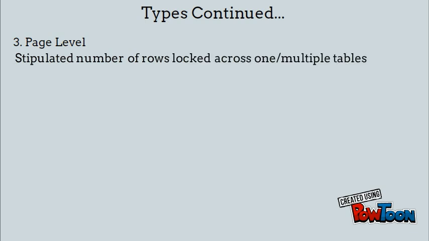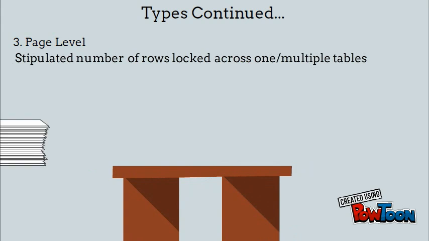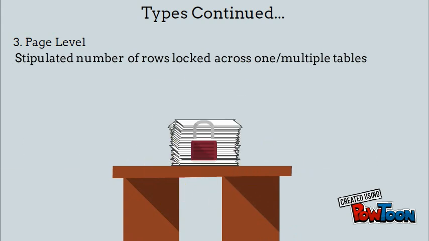Page level locking. Page level locking is when a number of rows across one or many tables are locked and the number of rows are set by the lock manager. In essence, a page is a virtual table across one or many tables.